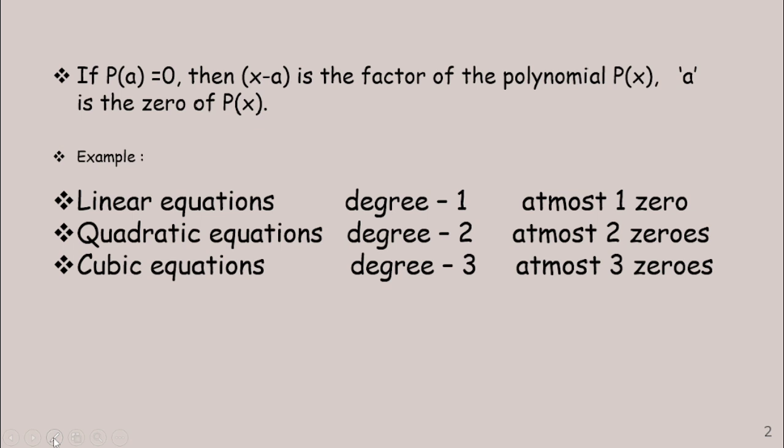The first point is, if P of a equals 0, then x minus a is a factor of the polynomial P of x. a is the zero of P of x. That means, suppose you have a polynomial P of x, which is some x square plus 5x plus 6.